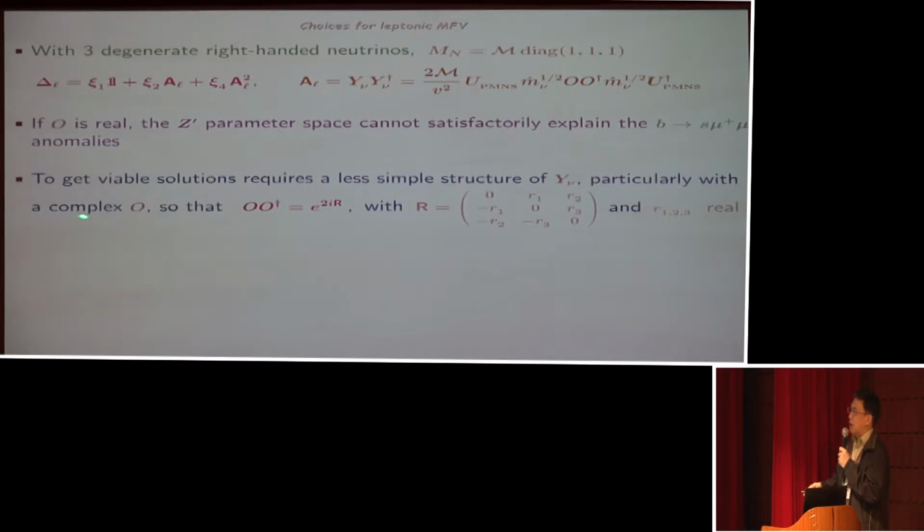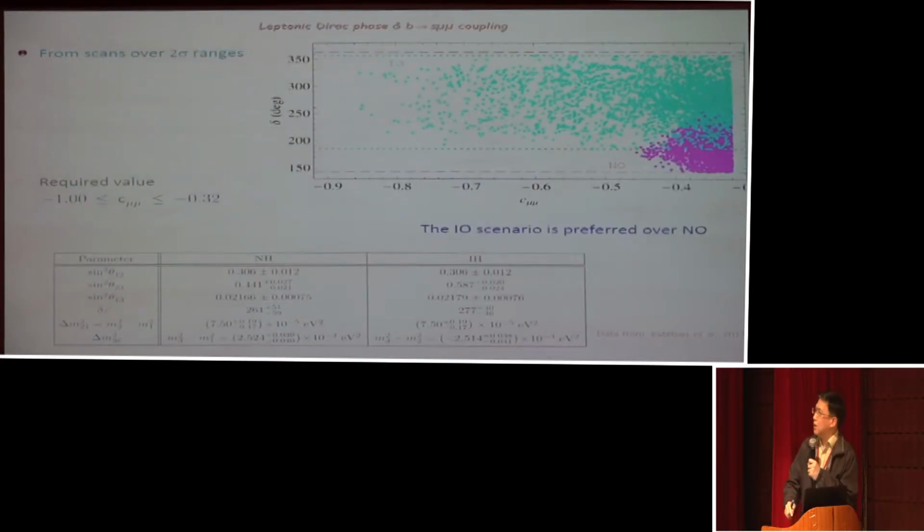So it turns out that you can have a better situation if you assume that this O matrix is complex. So if that's complex, you can generally write down this O O dagger product here in this form, where R here is an antisymmetric real matrix. Okay? So essentially in this case, you have extra 3 parameters, which you can adjust. Okay? But it turns out it's actually very helpful. So it turns out in this case, we can have viable parameter space.